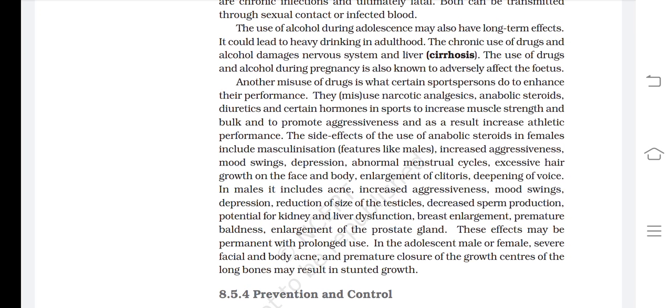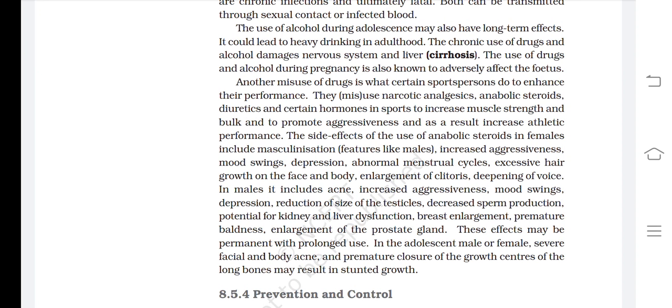In males, it includes acne, increased aggressiveness, mood swings, depression, reduction of size of the testicles, decreased sperm production, potential for kidney and liver dysfunction, breast enlargement, premature baldness, and enlargement of the prostate gland. These effects may be permanent with prolonged use.